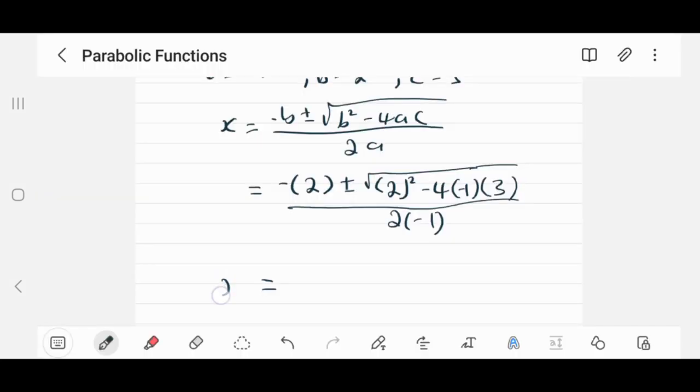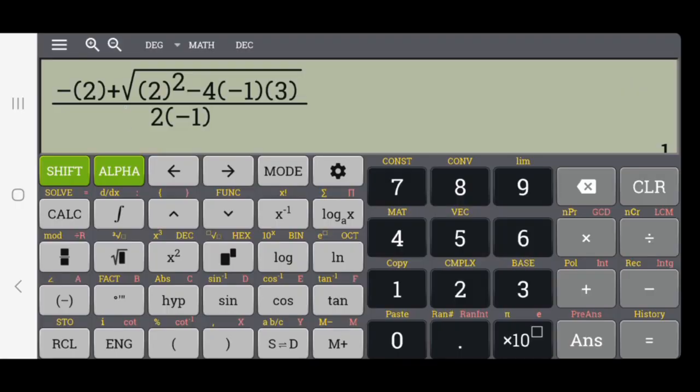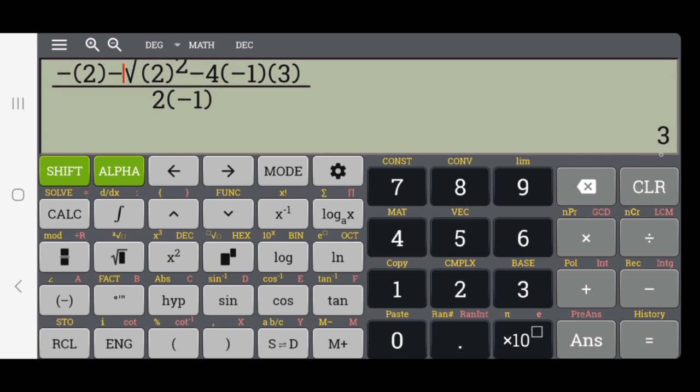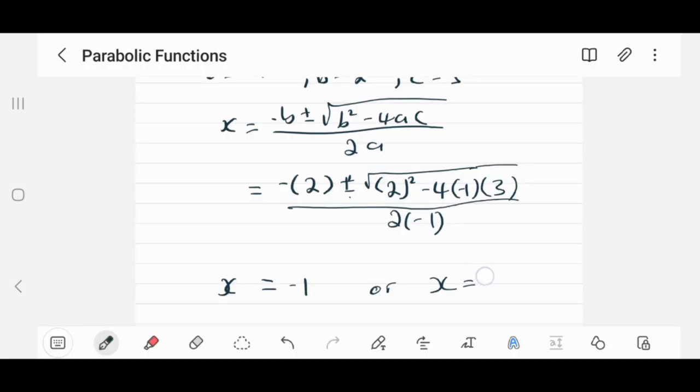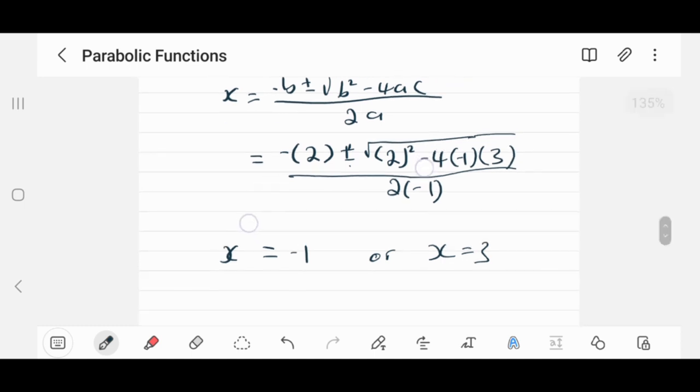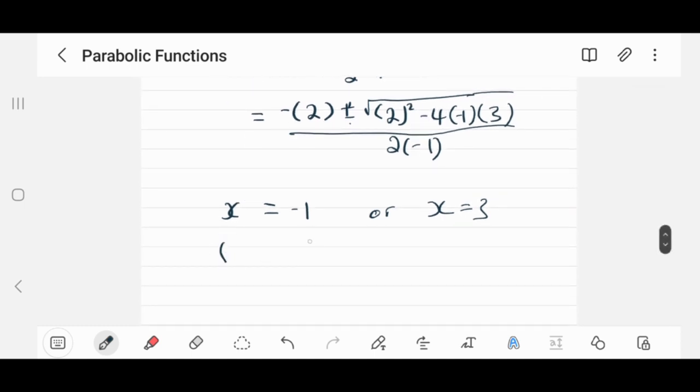So my first x value is x equals minus 1, or I do the one where I put a negative. I started with the positive, now we're going to do the negative. So what we simply do is remove the positive there and put a negative. That gives us a 3. So we come down here and write our 3. So in coordinate form, x is minus 1, y was made 0, x is 3, y was made 0.